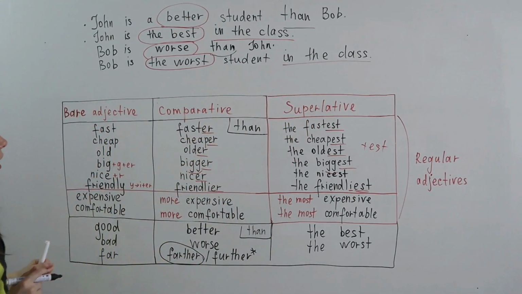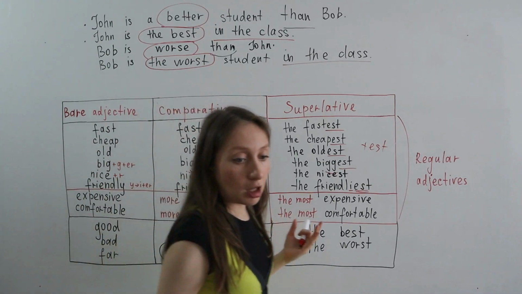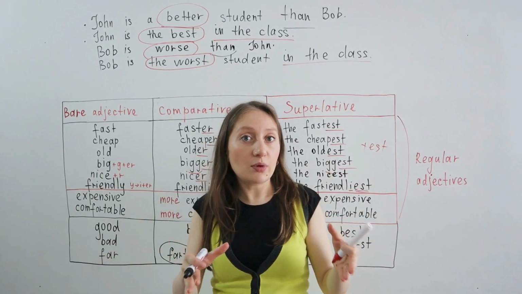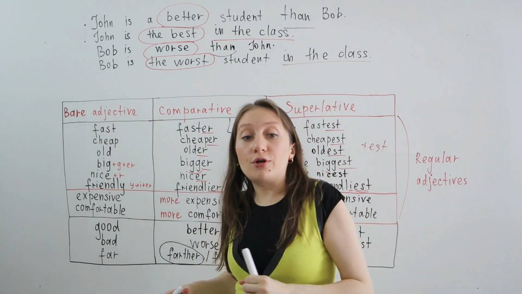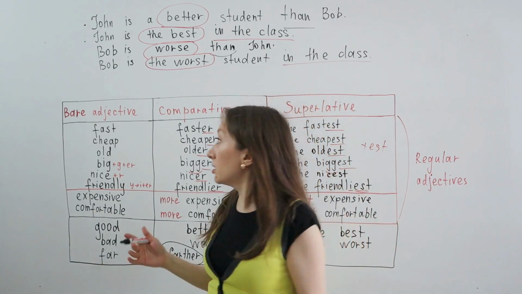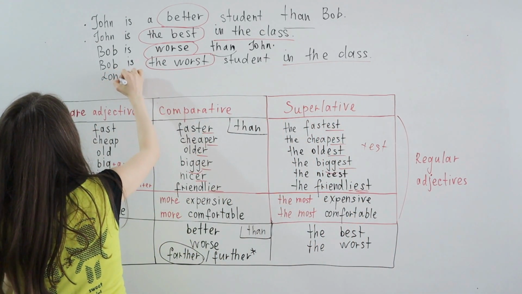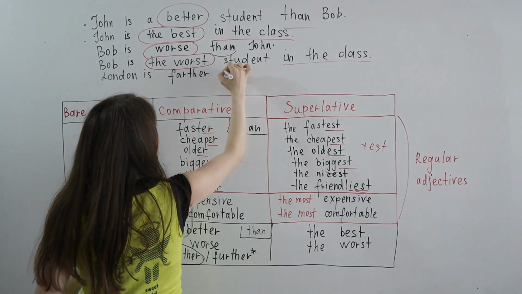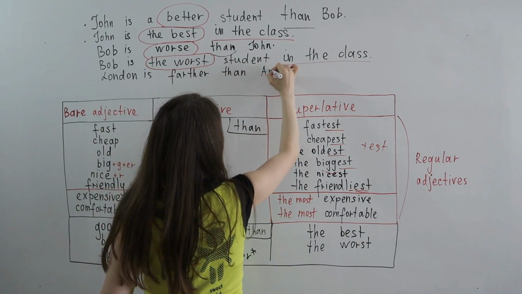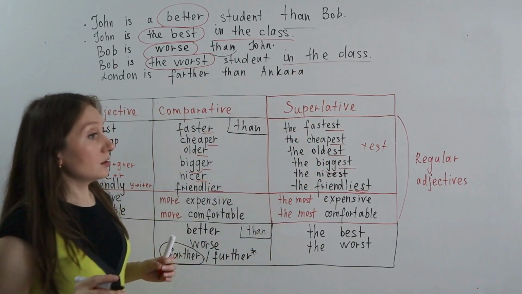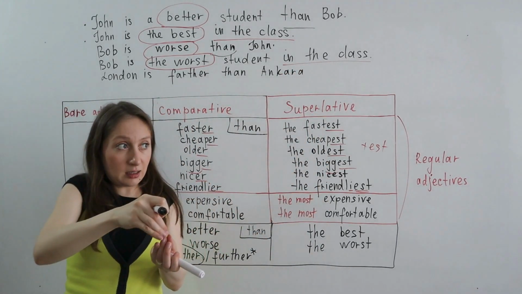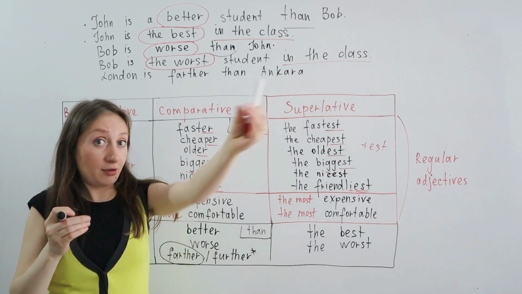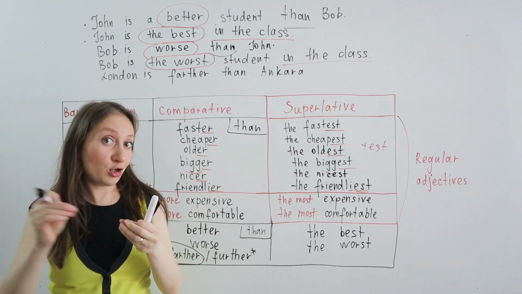Farther, right? For example, imagine that you live in Istanbul, right? Or you live in Turkey. Oh, you live in Istanbul. London is farther than Ankara, right? Let me write it. London is farther than Ankara. All right? So you are in a specific place, like Istanbul, and you say, London is farther from Istanbul, right, than Ankara.